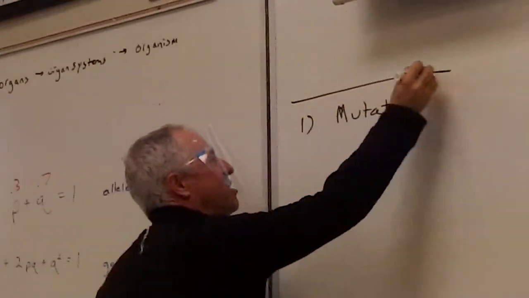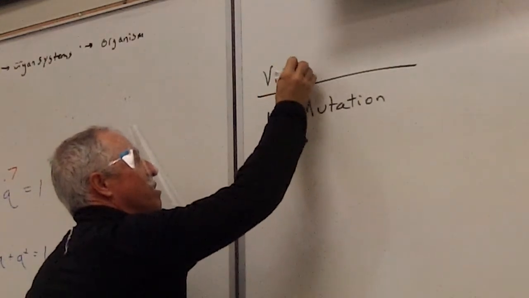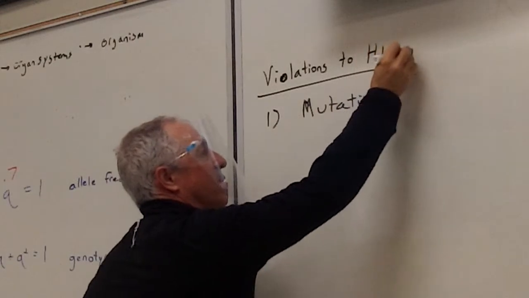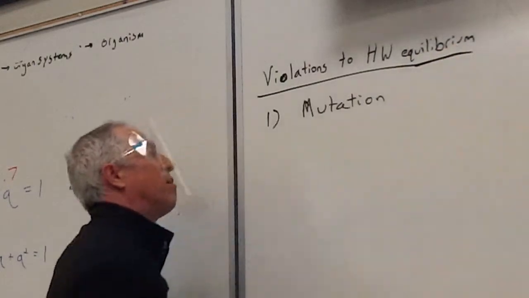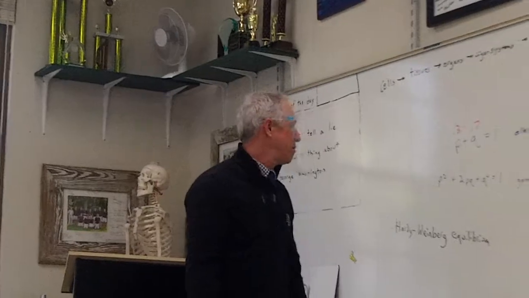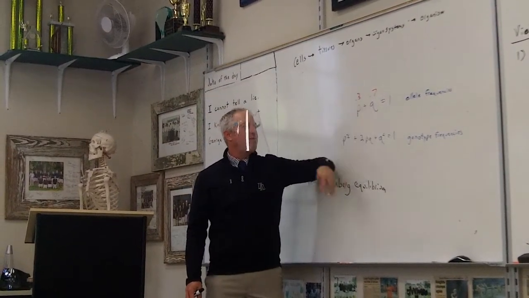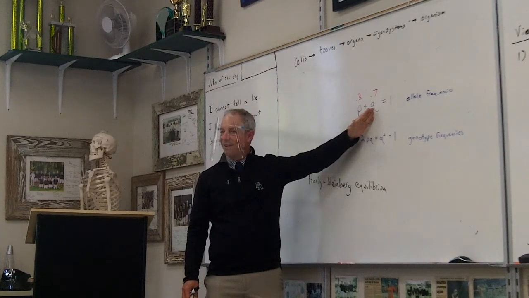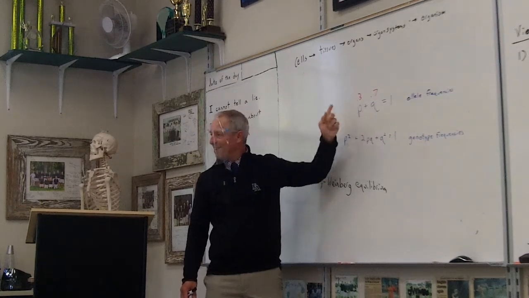These are violations to Hardy-Weinberg equilibrium. Mutation is a violation. If several of the alleles mutate and go from dominant to recessive, well, then that'll change your numbers, wouldn't it?